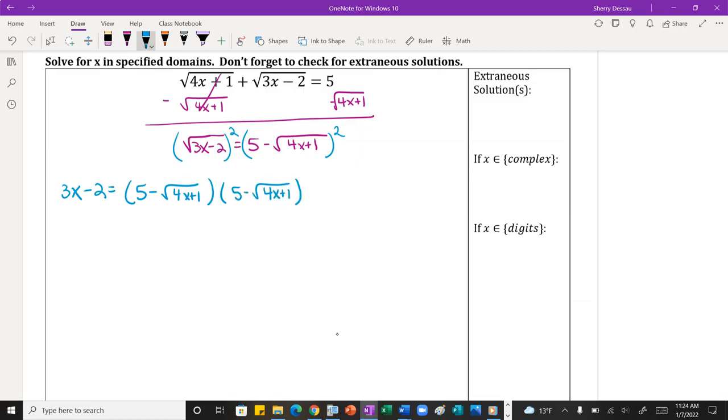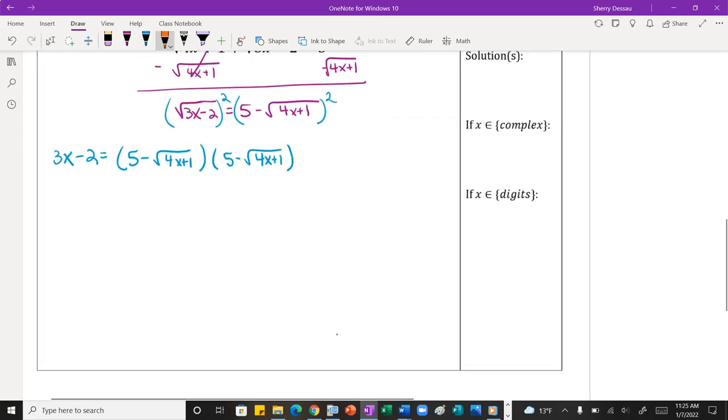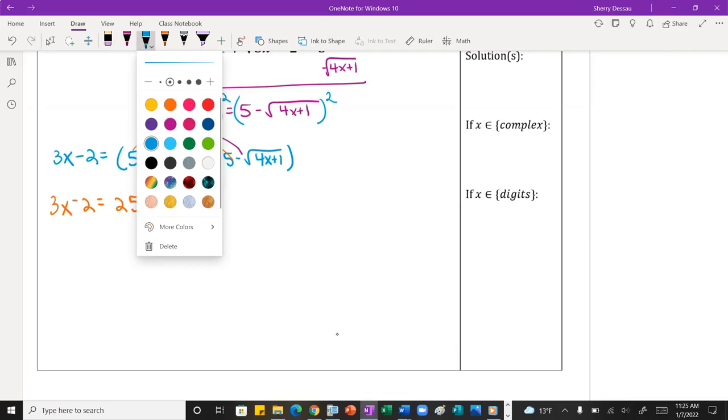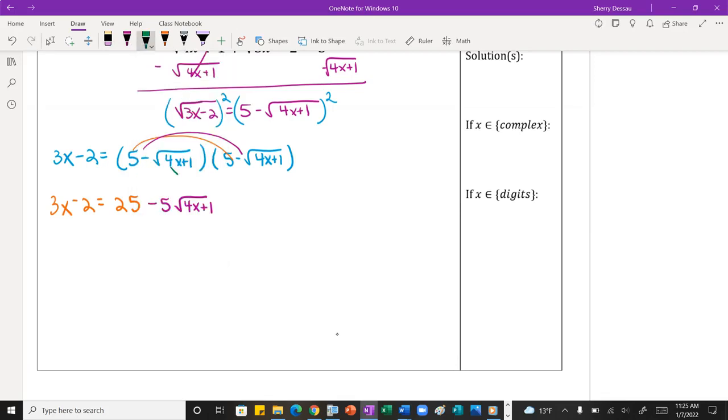So I'm going to have to FOIL with radicals, which is not the end of the world, just a little bit uglier. So I'm going to distribute, so I have 5 times 5. Well, first I'll leave the left side alone. 5 times 5 is 25. Then I'm going to take 5 times this root 4x plus 1, so minus 5 square root 4x plus 1. Then I'm going to take this negative root times the 5, so another minus 5 square root 4x plus 1.